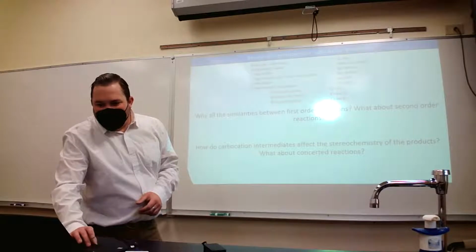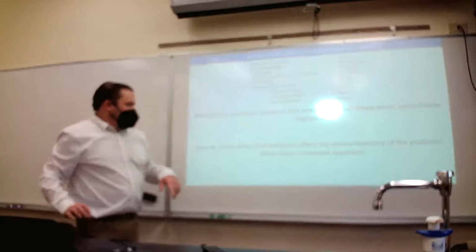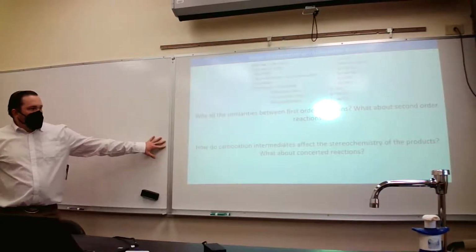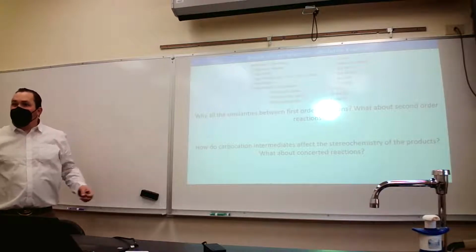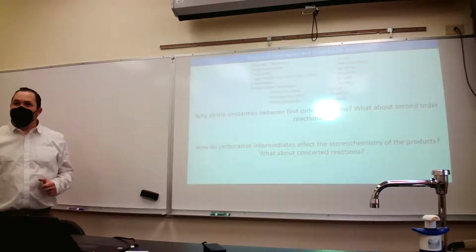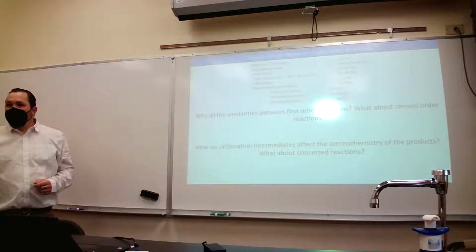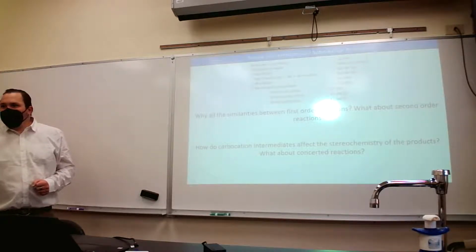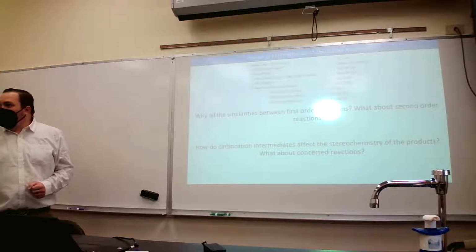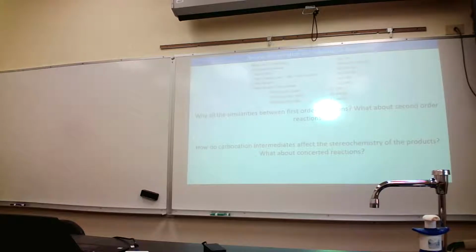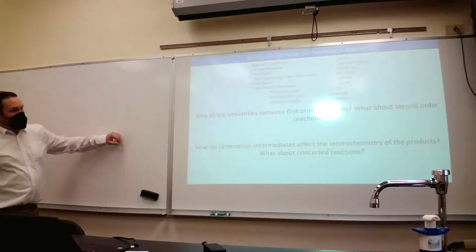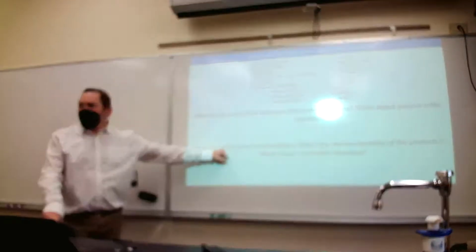And just a reminder, we've talked about this second question before, down here. If it goes through a carbocation intermediate, which is both of the first order reactions, what does that do to stereochemistry? Is there a mixture of different things? You're going to get a mixture of different things because it's not concerted, and these carbocation intermediates are planar.